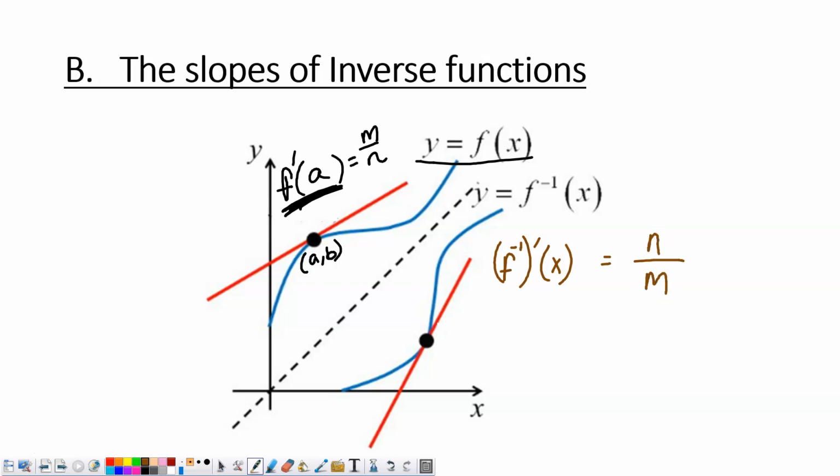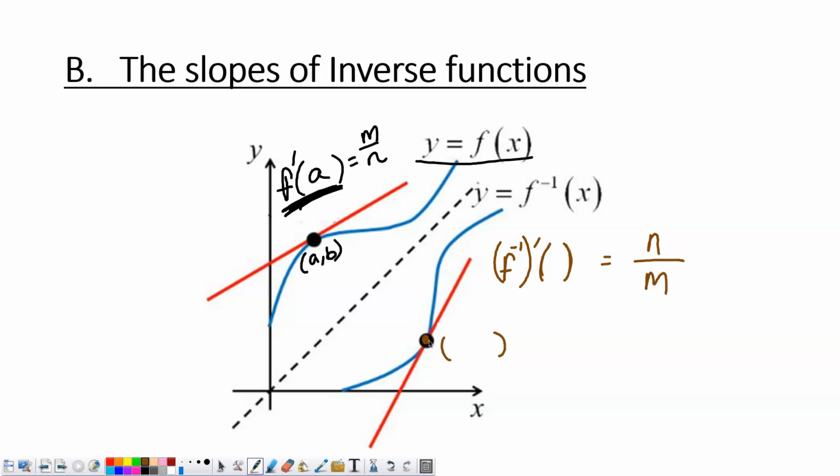But here's the other half of the story. Yes, they're reciprocals of each other. We've already established that. But here's the new part. When you're talking about instantaneous rates of change, they happen at a specific point. Okay? Now, what are the coordinates of this point down here?